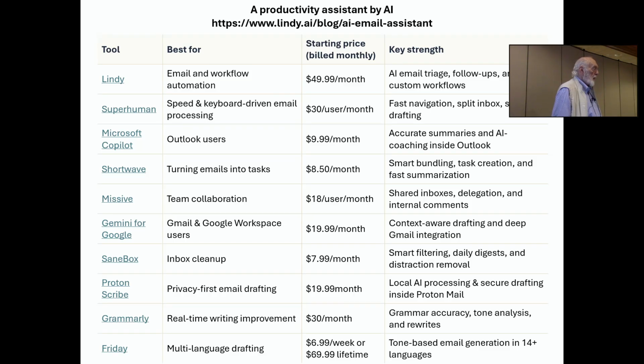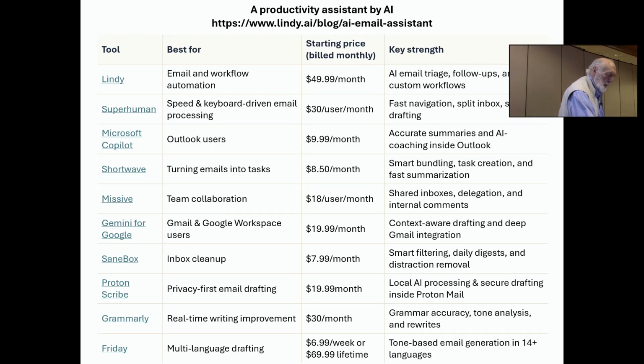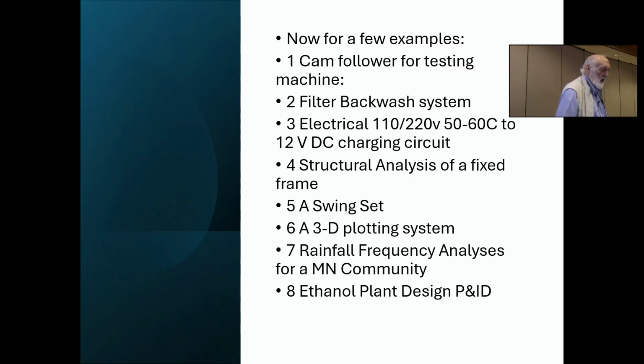These are just a simple list of some of the productivity assistants. Lindy, Superhuman, Microsoft Copilot, Shortwave, Missive, Gemini for Google, SaneBox, Proton Storage, Grammarly, and Friday. It's exploding at a tremendous rate. All right, now for a few examples.